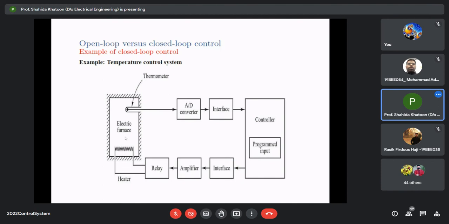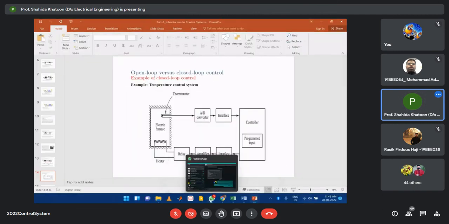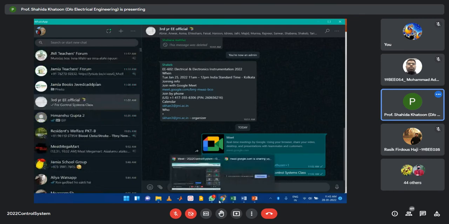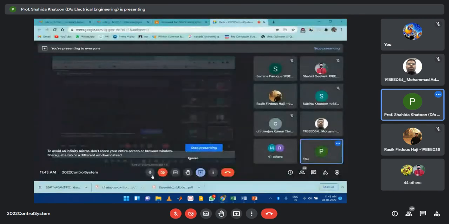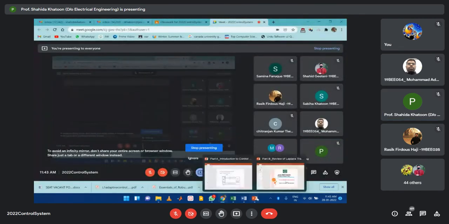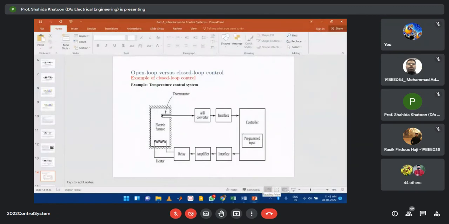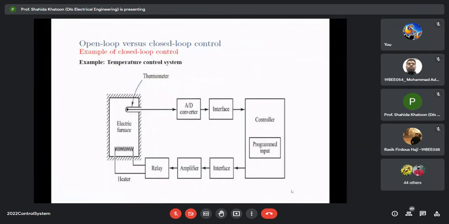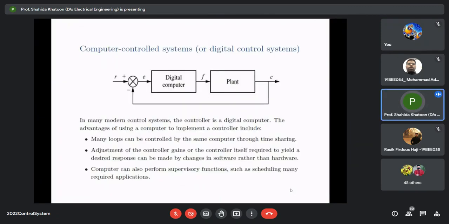This also you can draw, this diagram. This is a very important example of a closed loop control system. Also called a digital control system, in which you have digital computer as your controller.